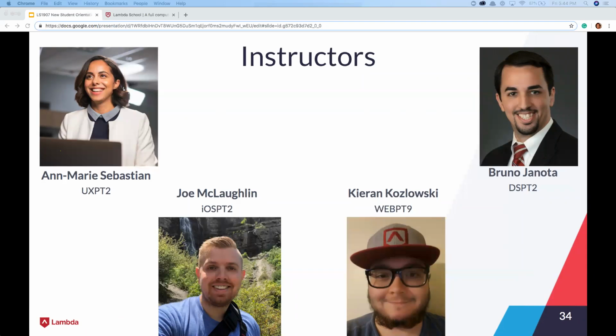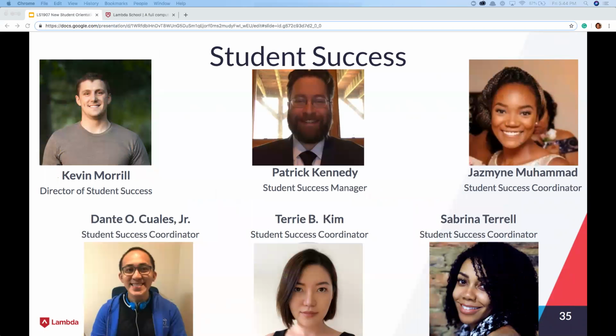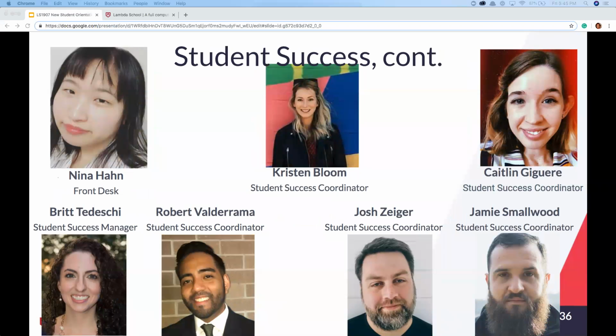And then one of the dopest teams ever, Student Success. There's Kevin Morrill, who is our Director of Student Success, Patty Kate Kennedy, who is my co-host, and myself, Jasmine Muhammad. There are a bunch of awesome other student success coordinators. We all have different jobs. Dante O'Quellis Jr., Terry B. Kim, Sabrina Terrell, as well as Nina Hahn, Kristen Bloom, Caitlin Jagir, sorry, Britt Tedeschi, Robert Valderrama, Josh Zeger, and Jamie Smallwood. All right, dopest team ever.